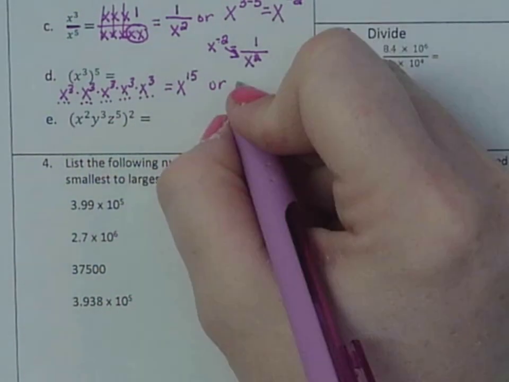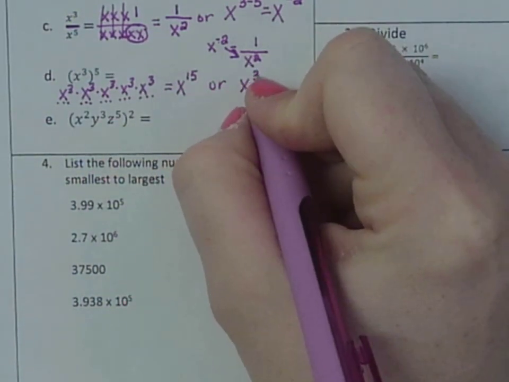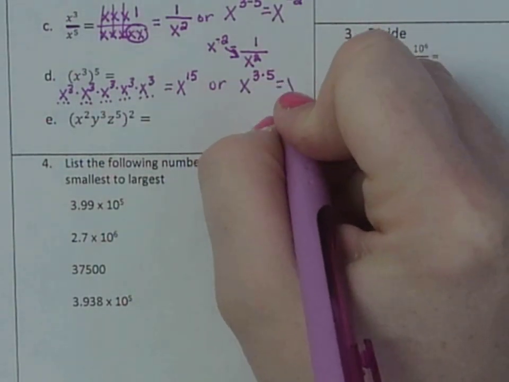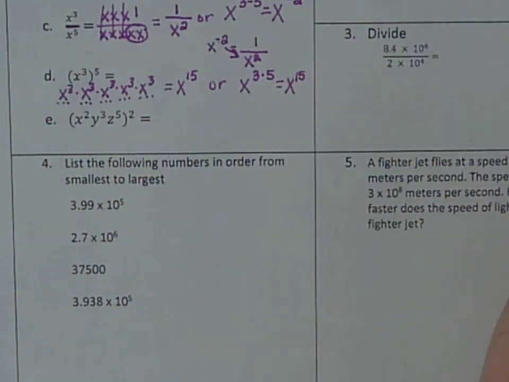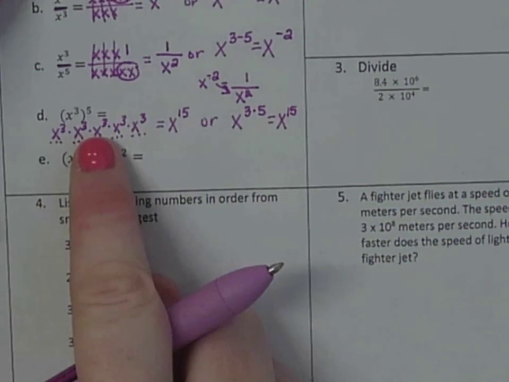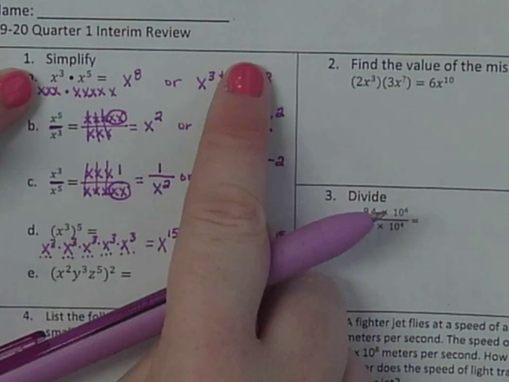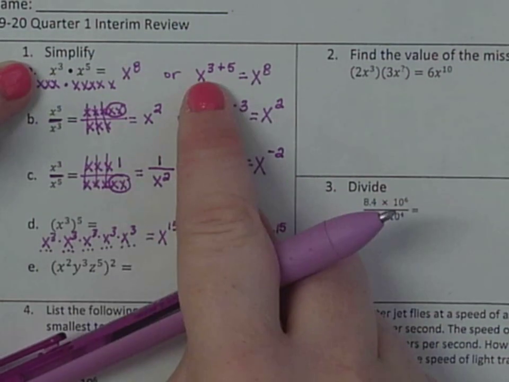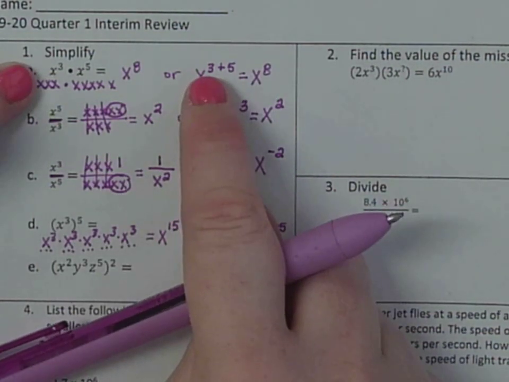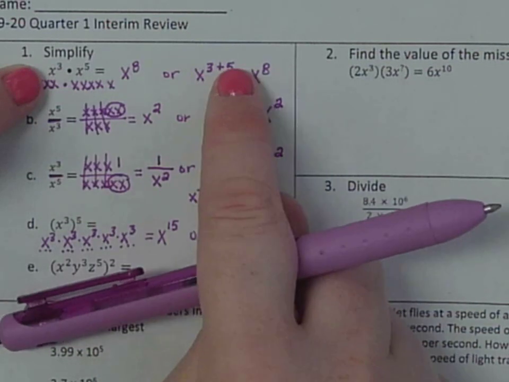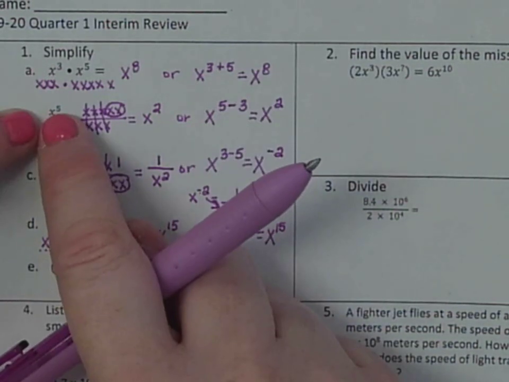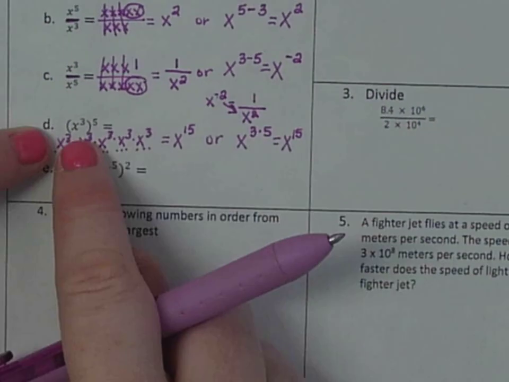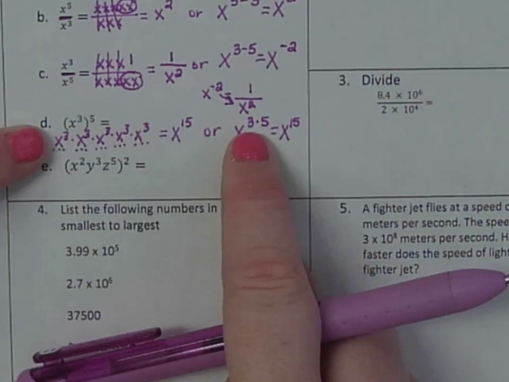Or if you want to do the rules, it would be x to the 3 times 5, which would be x to the 15th. So remember your rules. If you get stuck, just expand it out. If you want to use the rules so you don't even have to do this stuff, then you would do this: since it's multiplying, you add the exponents. This one, it's dividing, so you subtract. This one's also dividing, so you subtract. This one is a power to a power, so you multiply.